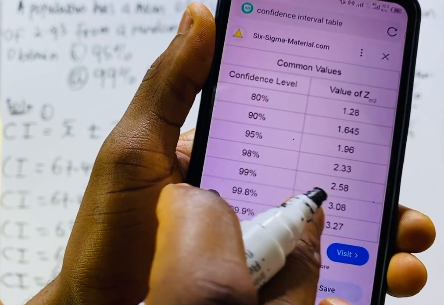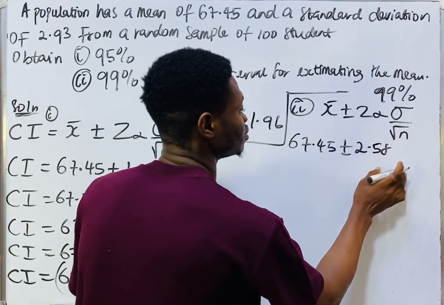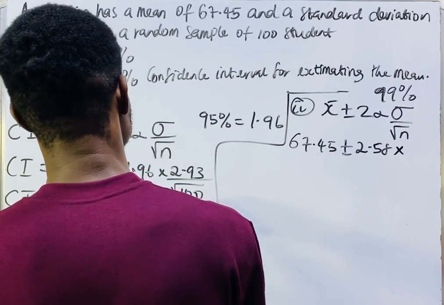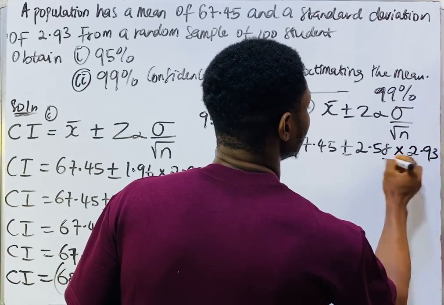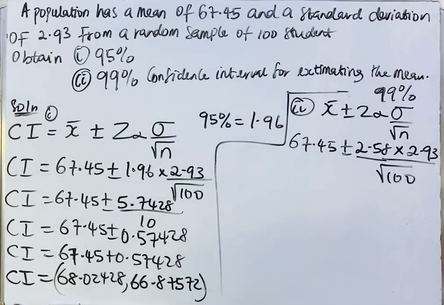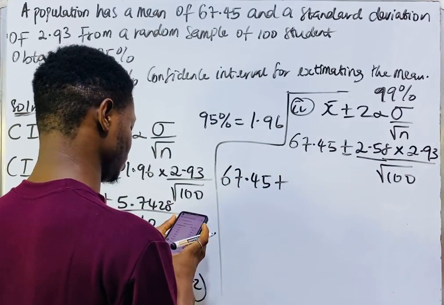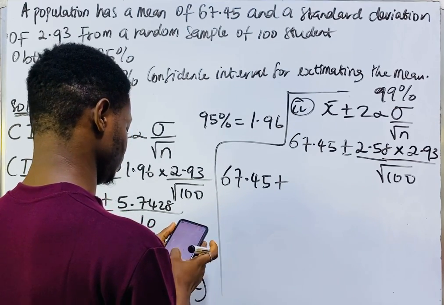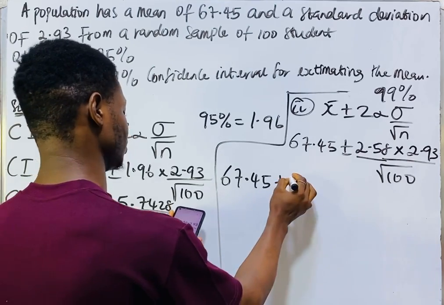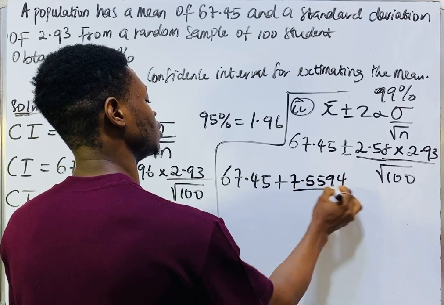So 2.58, yes, 2.58. That's 99%, as you can see here. And times our standard deviation, which is 2.93, over the square root of 100, right? We're going to have 67.45 plus this times this. 2.58 times 2.93 will give us 7.5594 all over 10.